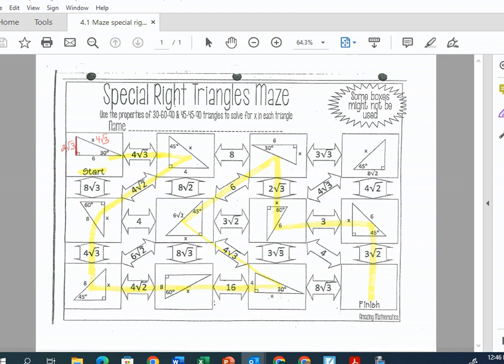Anybody have questions on anything on the maze? If you're finding the smaller one, you divide. If you're finding the bigger one, you multiply. You can do this, Anna.